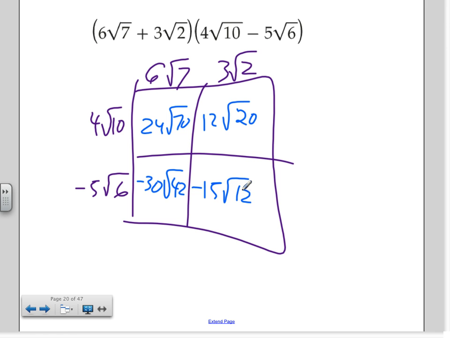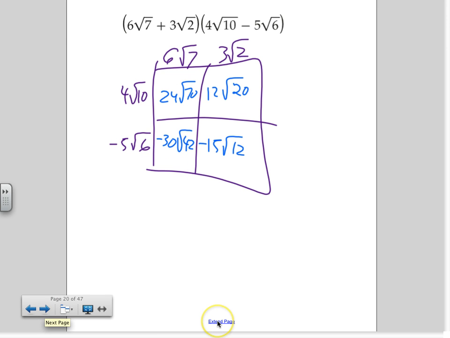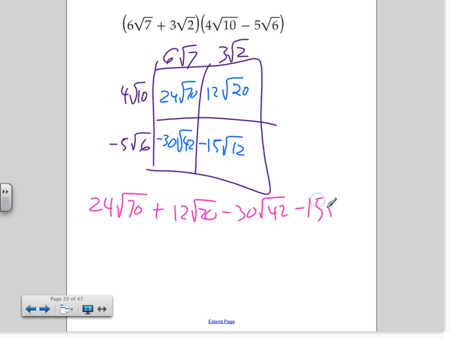Okay, see that? And then I'm going to go ahead and write it out. I have 24 rad 70 plus 12 rad 20 minus 30 rad 42 minus 15 rad 12. Any question what I just did? I'm simply multiplying and then writing everything out. But don't forget, we need to work out our differences if we can, meaning, if they don't look alike at first, see if we can break it down and pull out some twins and see if it changes anything.